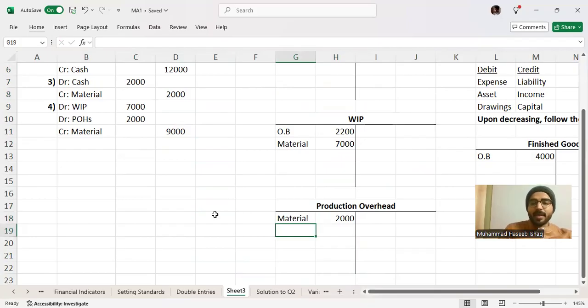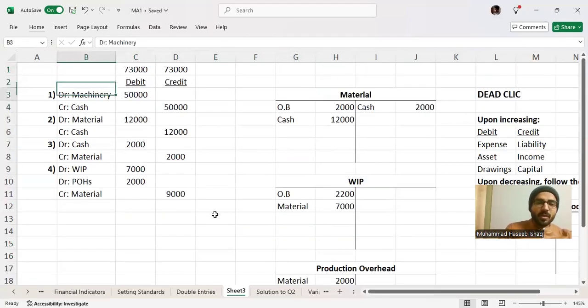So we can read it as that production overhead has been increased by 2000, which came from the material, which were the indirect materials, right? So this was the fourth transaction. So now let's go to the fifth transaction.